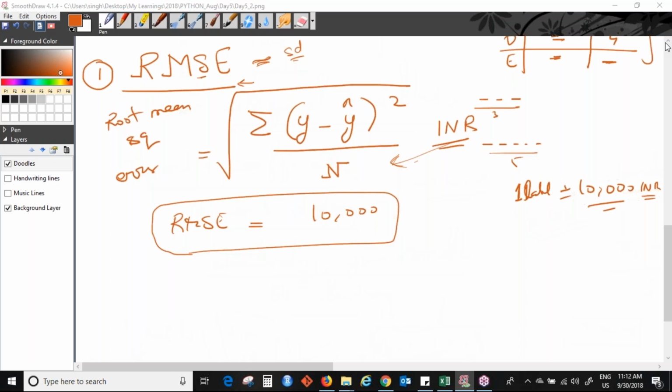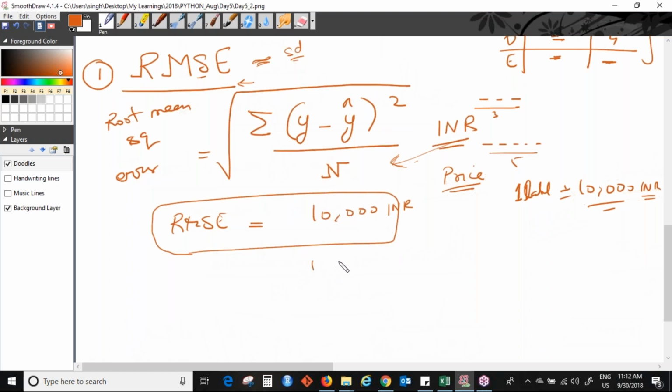Okay, so the question that you will probably ask is, 10,000 is the error that your model is making with respect to what, right? 10,000 INR. Let's say you are trying to predict the price of a house, and 10,000 INR is the error. But you will ask, with respect to what? What is the actual price? Only then will you be able to say whether 10,000 is a good number or not.